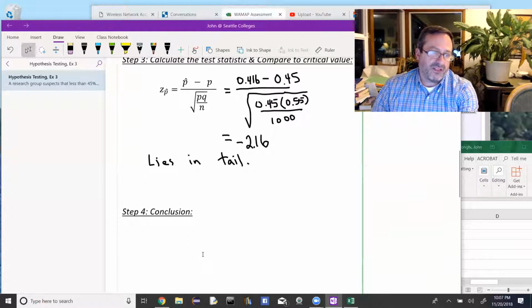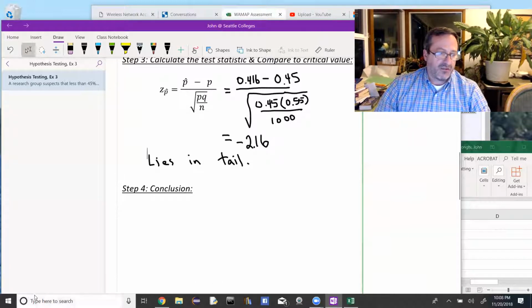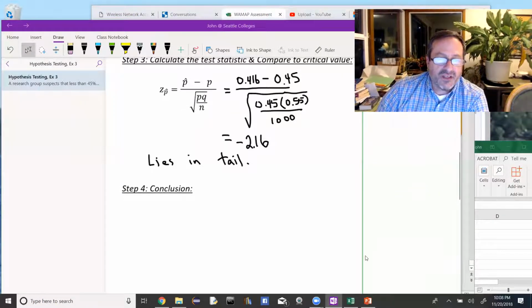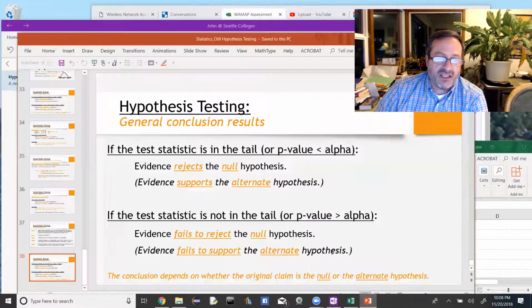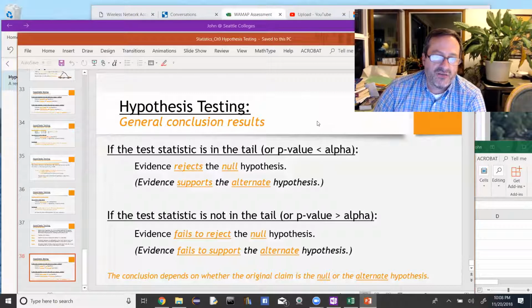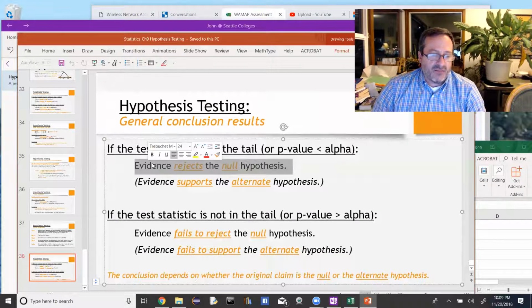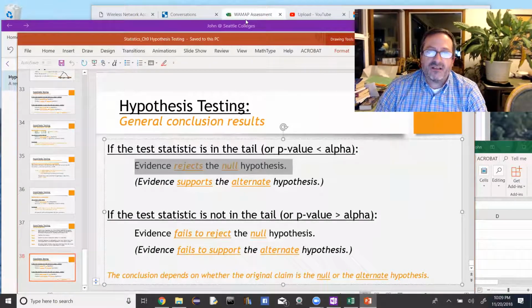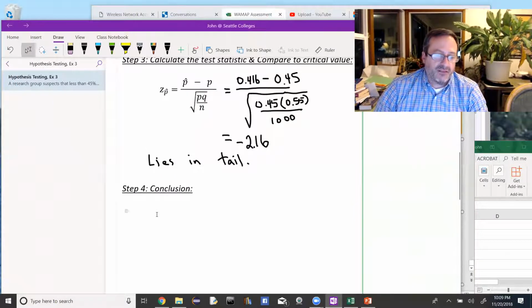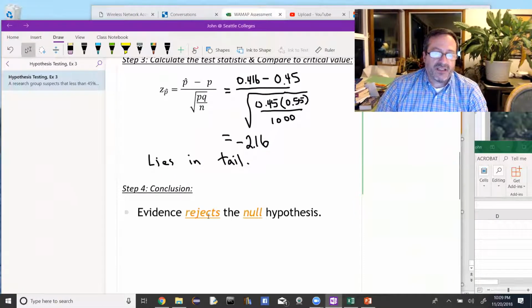So the conclusion comes from, again, I can look at the PowerPoint, which I've closed. I'll pause for 1 second. Okay, so in the PowerPoint, I know that my test statistic lies in the tail. So I'm going to go to the last page of the PowerPoint. It gives us these general conclusion results. If the test statistic is in the tail, which it is, then the evidence rejects the null hypotheses. I'm just going to copy that out of there, paste it in over here. Evidence rejects the null hypotheses.